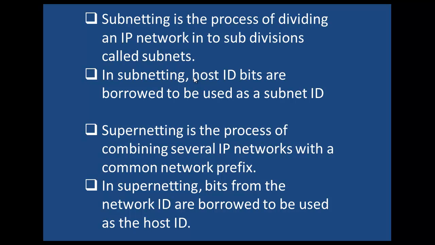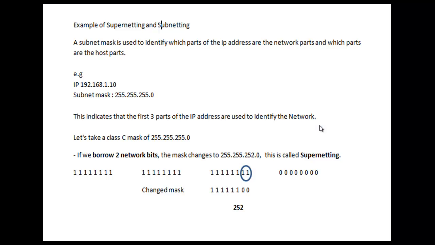In supernetting, what we do that is different from subnetting is that the bits are borrowed from the network part of the address. So for subnetting, we borrow bits from the host, and for supernetting, we borrow bits from the network part of the ID. Let us take a closer look at this example.